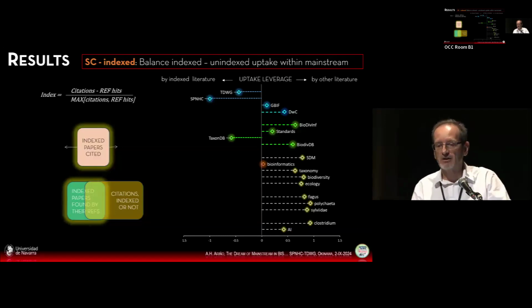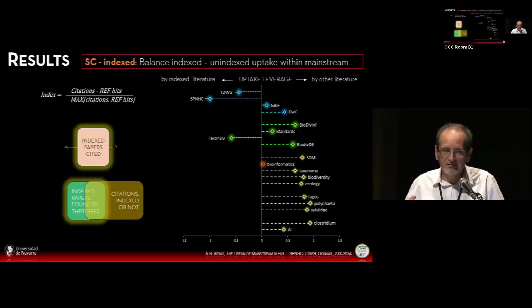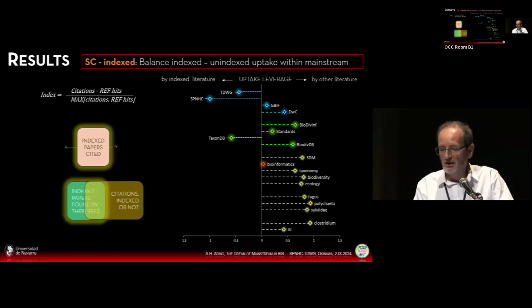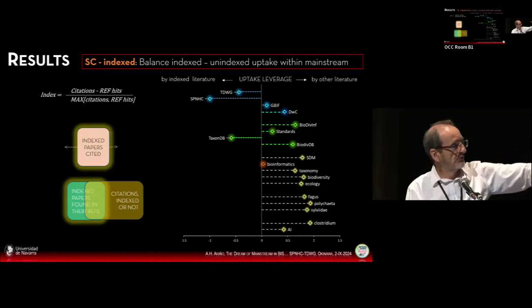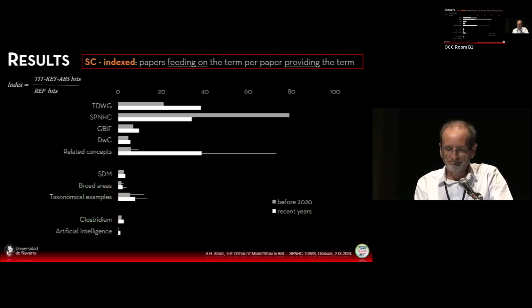It turns out that Tadwig and Spinach have an enormous leverage towards indexed literature, which means that our production, even though it's not indexed, ends up in indexed literature quite frequently, much more frequently than many other terms, especially in the general science terms, which occupy the lowest part of this plot there.